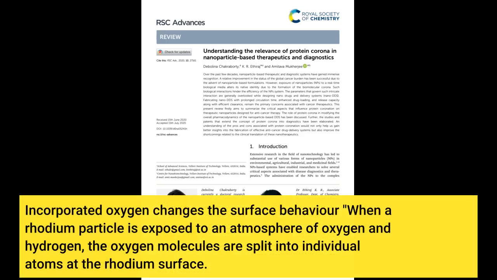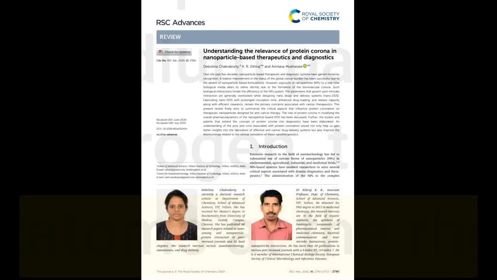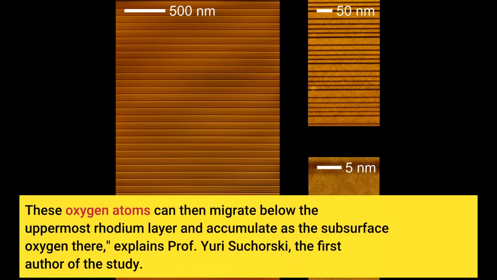Incorporated oxygen changes the surface behavior. When a rhodium particle is exposed to an atmosphere of oxygen and hydrogen, the oxygen molecules are split into individual atoms at the rhodium surface. These oxygen atoms can then migrate below the uppermost rhodium layer and accumulate as subsurface oxygen there, explains Professor Yuri Suchorski, the first author of the study.